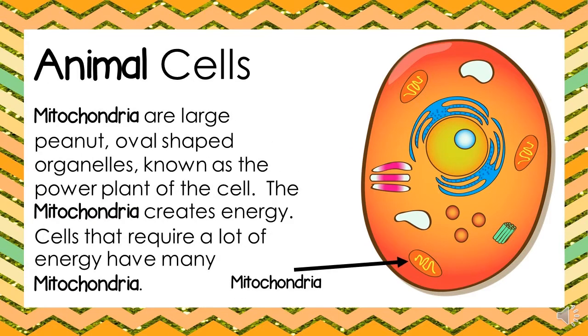Here you have a mitochondria. Mitochondria are large and peanut-shaped, and you'll usually see them with these folds in them. Those are important. The mitochondria creates energy, and cells that require a lot of energy, like muscle cells, are going to have more mitochondria in them.